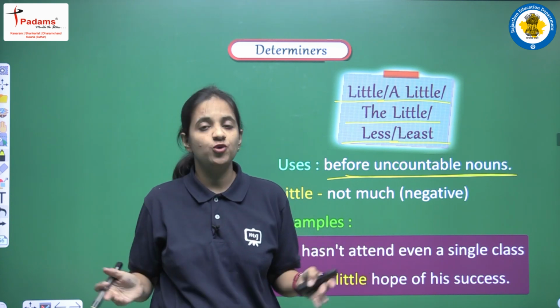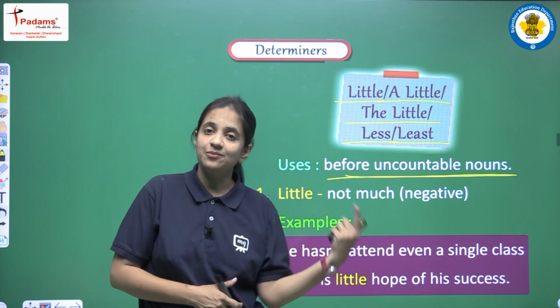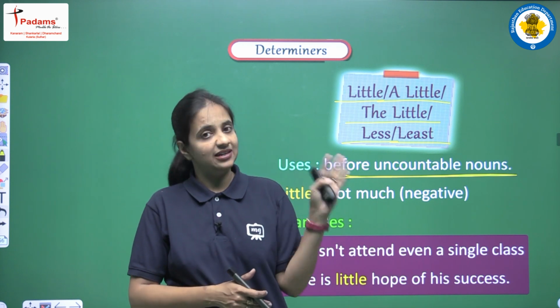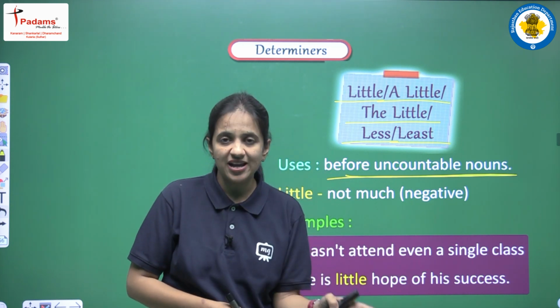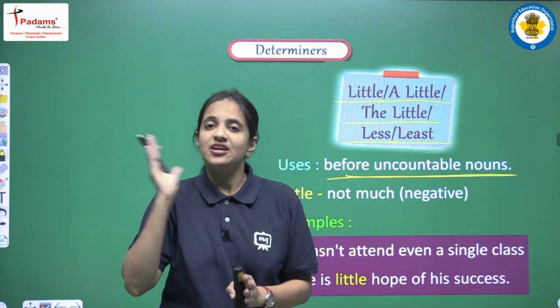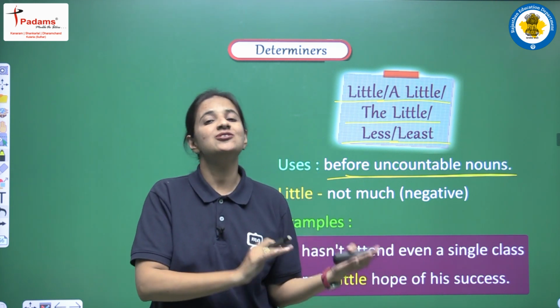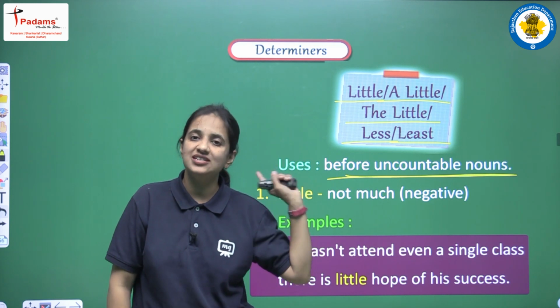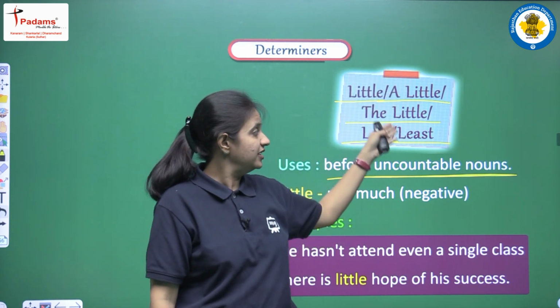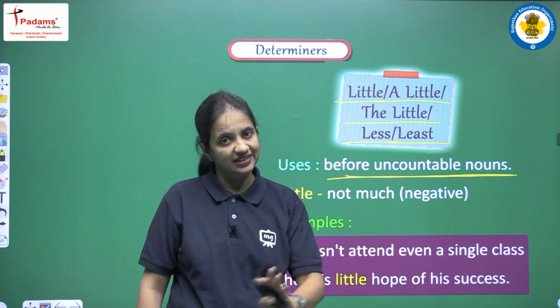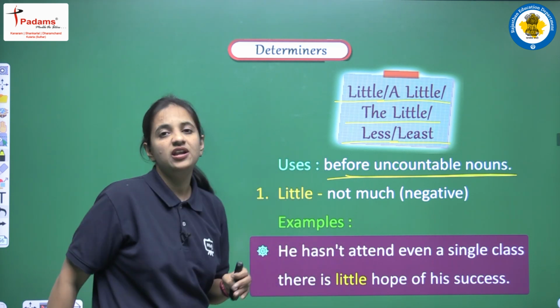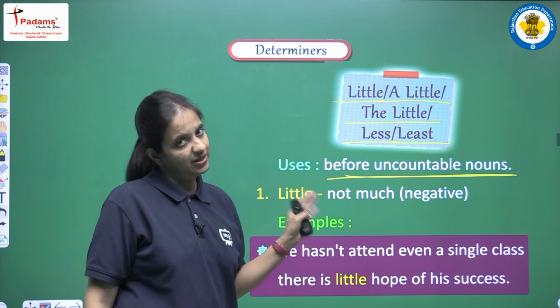So you have to be very careful regarding the category of the noun, whether it is a countable or uncountable noun. If you have a countable noun, you have to use the few family. If you have an uncountable noun, then in that condition you have to use the little family. You can use all these 5 determiners before an uncountable noun. Clear? Next, moving on, let's talk about all these determiners one by one.